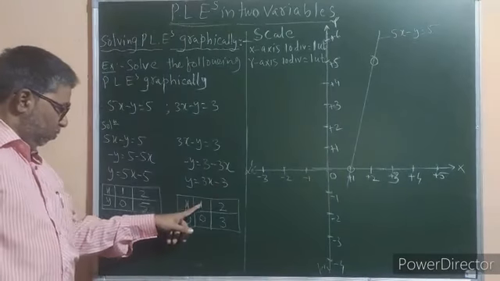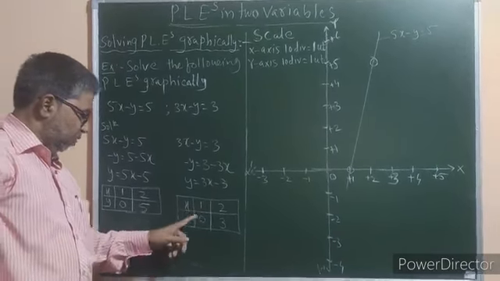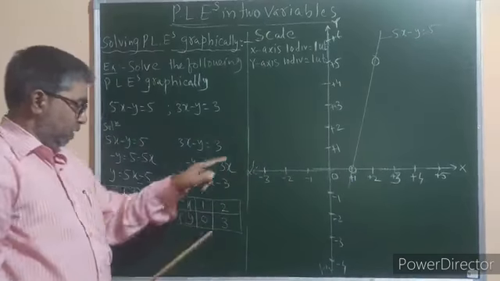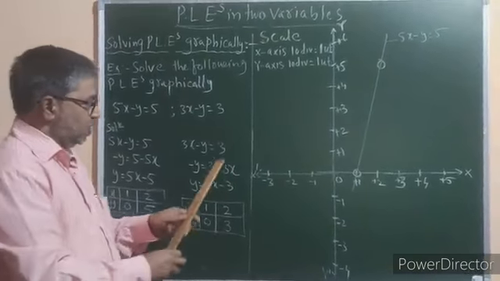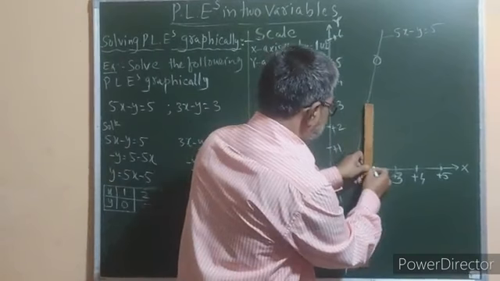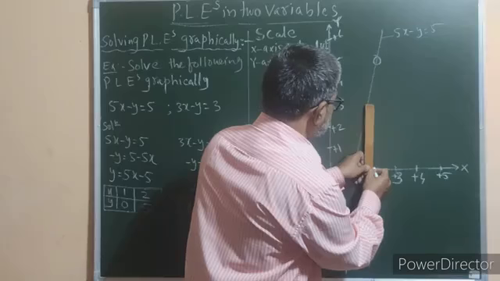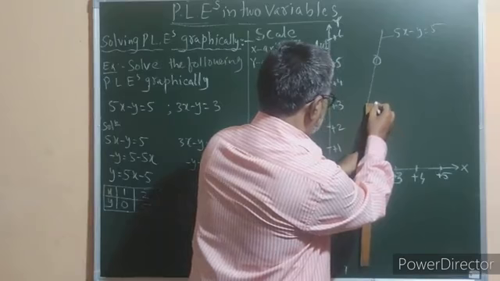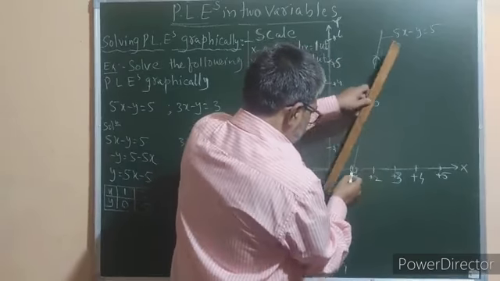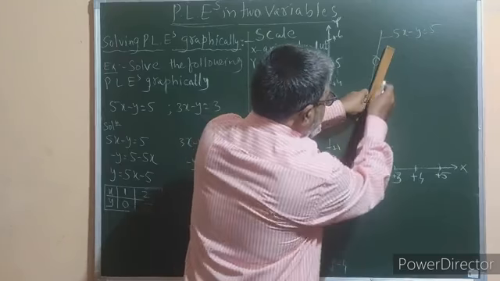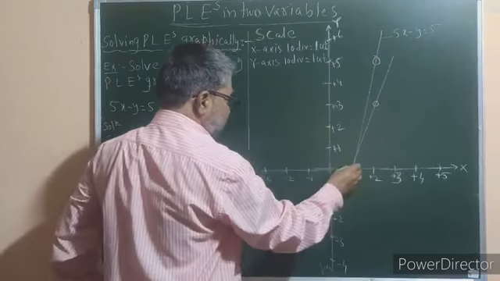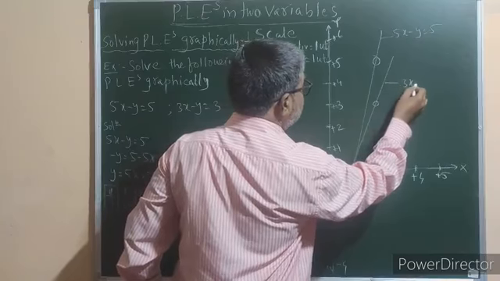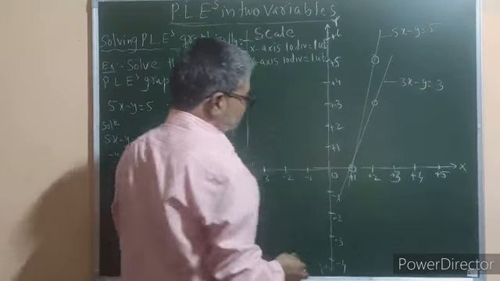In the same way, the first pair of the second equation is (1, 0). On the x-axis 1, on the y-axis 0, the same point. Okay, (2, 3). 2 is here. Go vertically upward. So here somewhere you will get that point. Draw a line joining or passing through these 2 points. This is the linear graph of the second equation, that is 3x minus y is equal to 3.